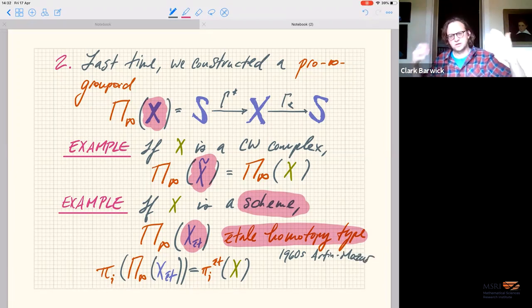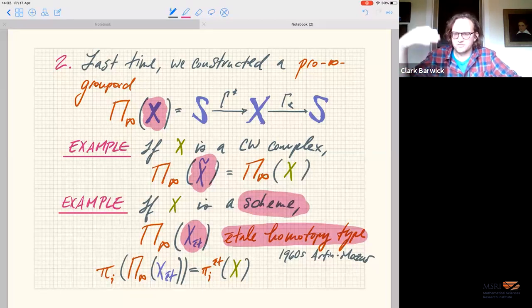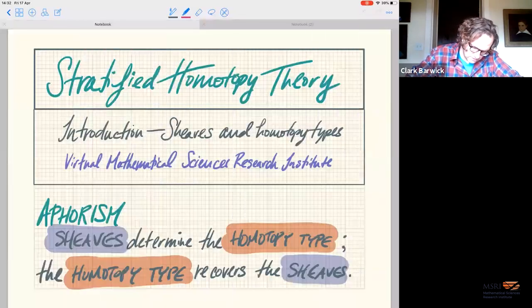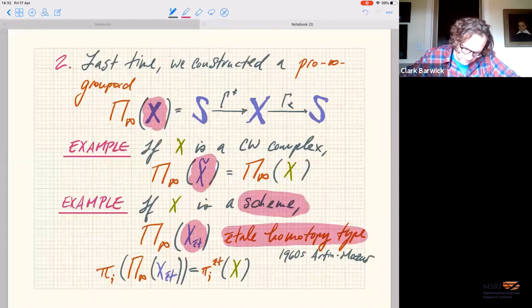Here we're using a lot of the power that we have at our disposal from higher category theory. This Artin-Mazur homotopy type allowed you to describe not just pi one of a scheme, but also a higher pi i of a scheme. And so this is sometimes what's denoted pi i et of your favorite scheme.